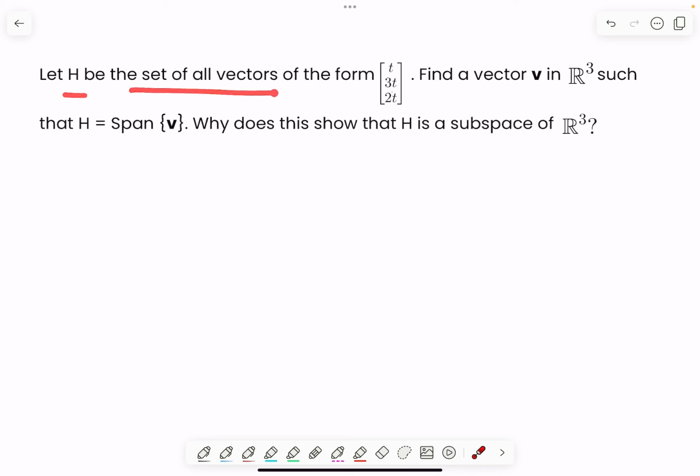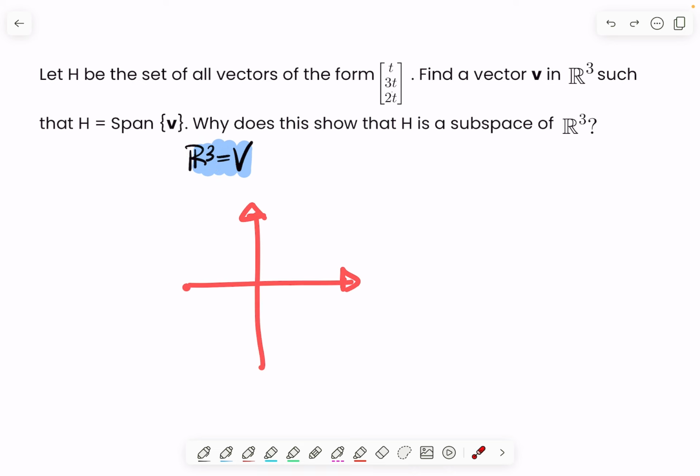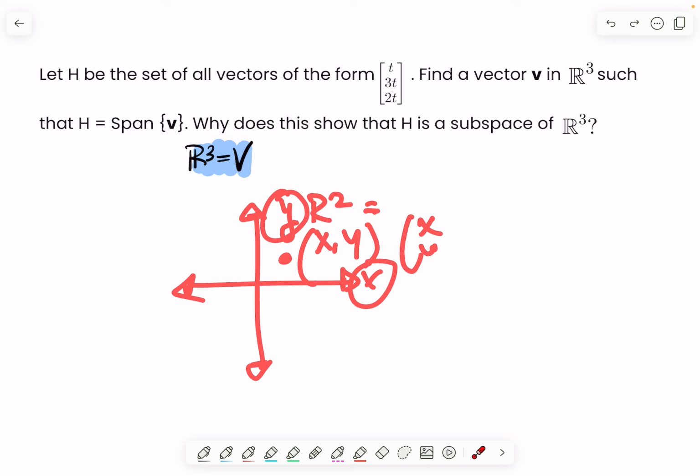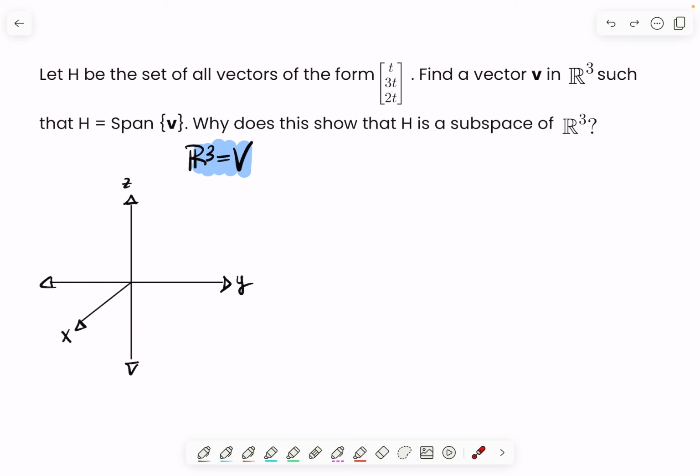Let H be the set of all vectors of this form. Find a vector V in R3. So R3 is a three-dimensional space of all real numbers. Remember that R2 is just your plain ordinary XY coordinate plane. Why R2? Because there's two variables. Any coordinate is just X and Y. So in a three-dimensional vector space, instead of just X and Y, now you have Z, X, and Y, and when you plot a coordinate, it's three variables, X, Y, and Z, which is why this is the three-dimensional space of all real numbers. And it's a vector space because you could just treat any points as vectors, like so.